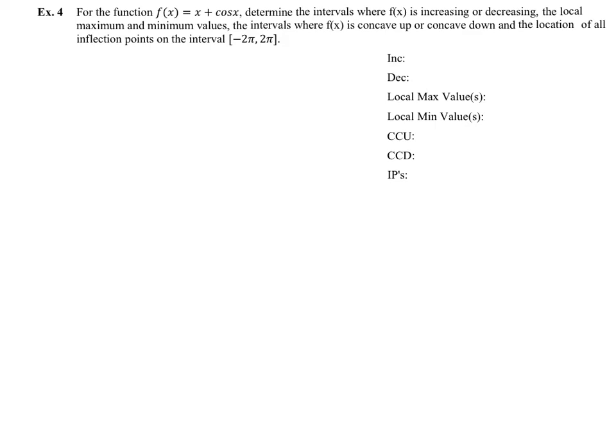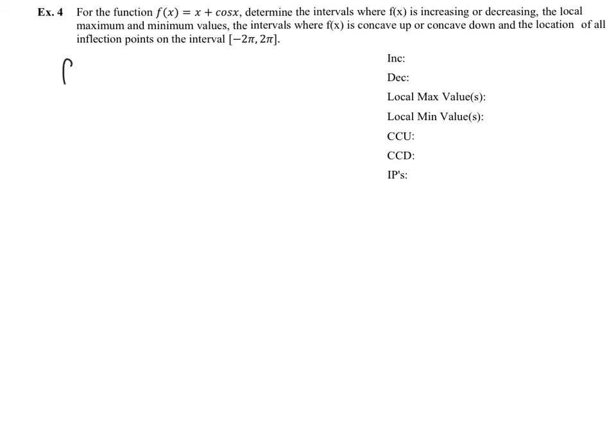For the function f of x equals x plus cosine x, we want to determine the intervals where the function is increasing or decreasing. We want to find the local max and min values and the intervals of concavity as well as inflection points on the interval from negative 2 pi to 2 pi.